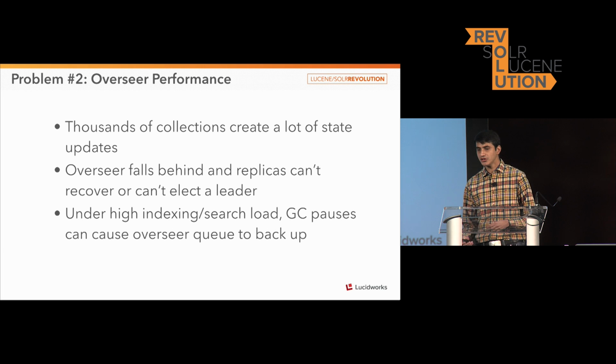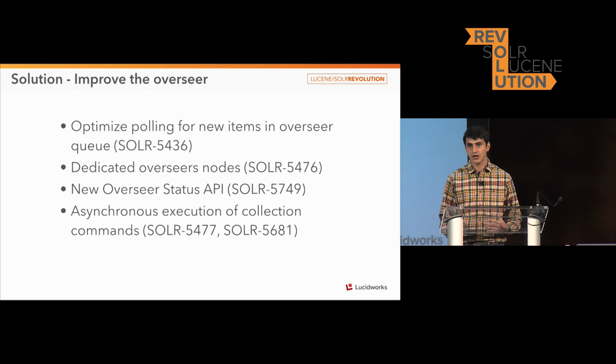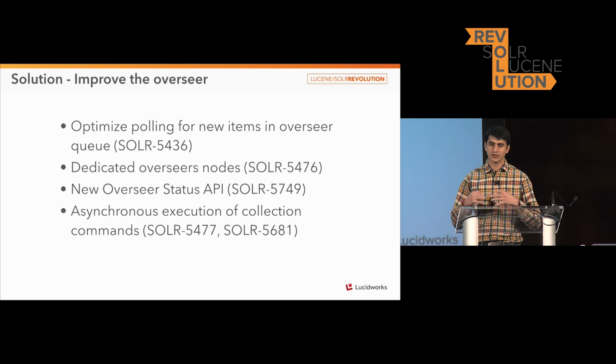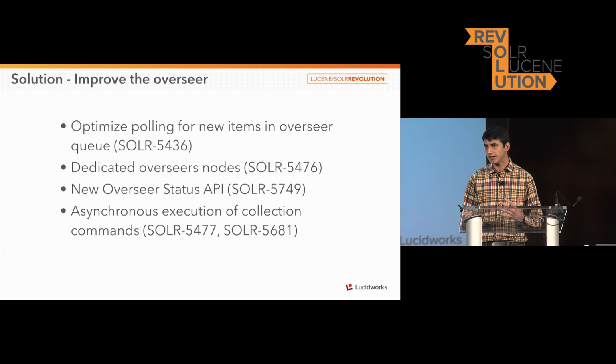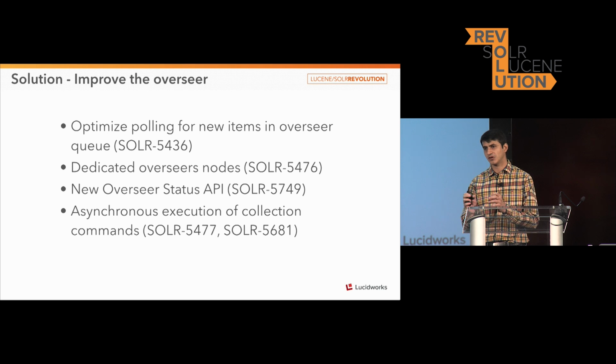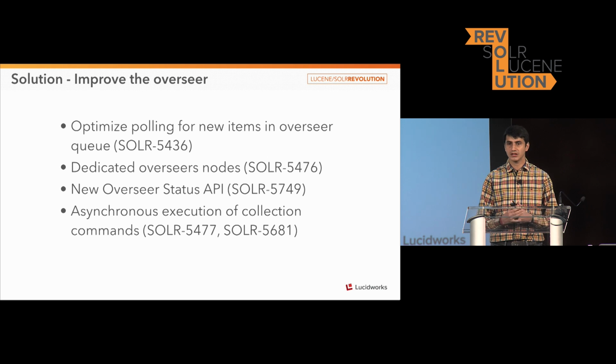So a solution to these problems was obviously to make the processing of the overseer faster. There was an implementation detail, not really a bug, where the overseer would actually wait for maybe 1.5 seconds to see if there is something in the queue. That was not a very good way of doing that. So we optimized the way it polled for new messages in the overseer queue.